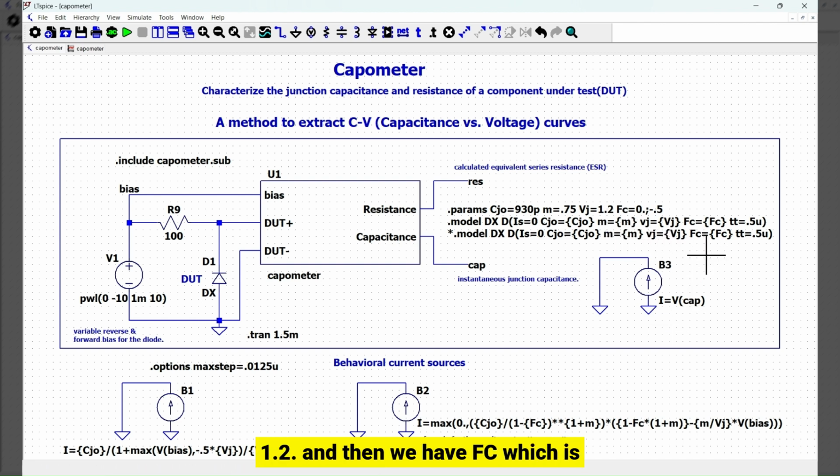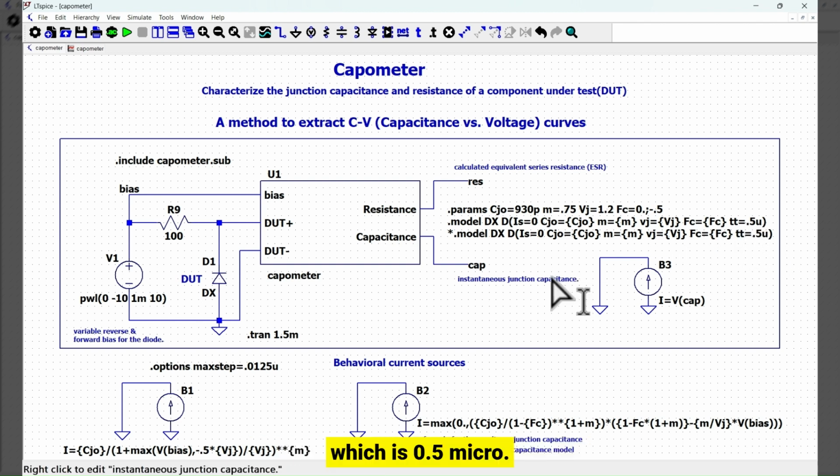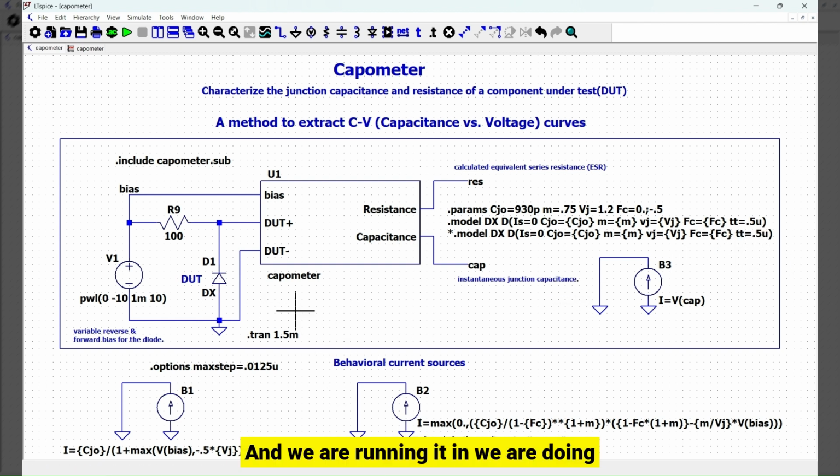And then we have FC, which is the forward-bias capacitance coefficient, which determines the transition of junction capacitance. As the potential approaches 0, the capacitance approaches infinity. So the FC value is set between 0 and 1, so that the capacitance does not reach infinity, and it will switch into linear mode. Then TT is the transition time, which is 0.5 micro, and we are doing transient analysis for the circuit.